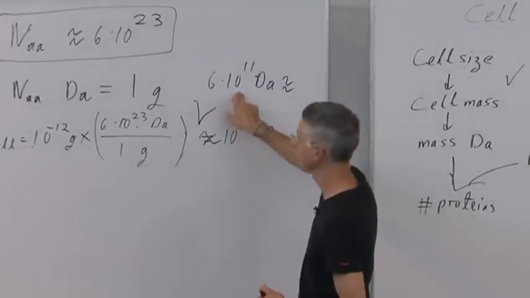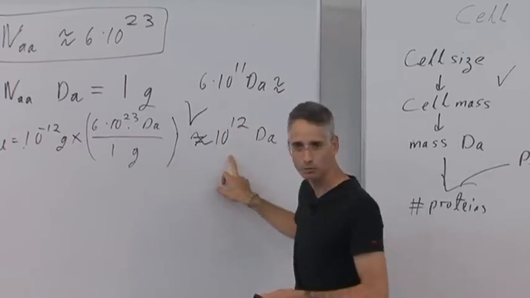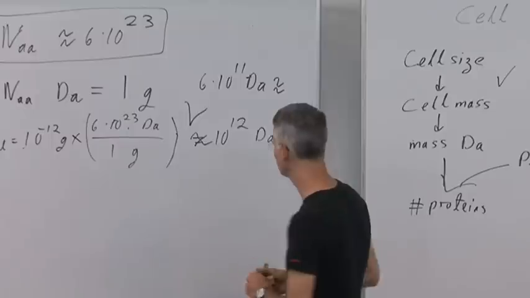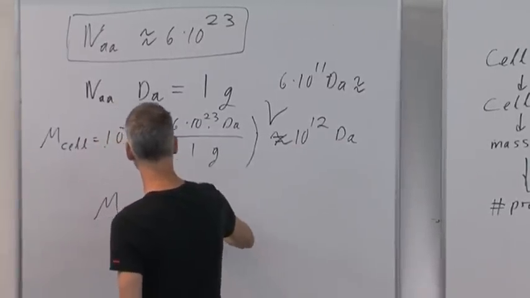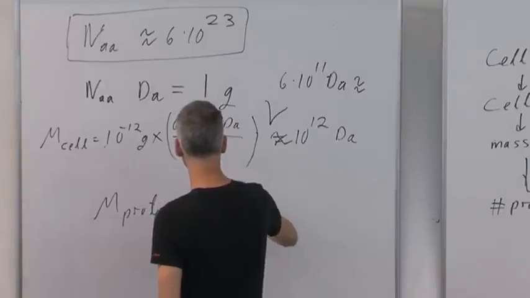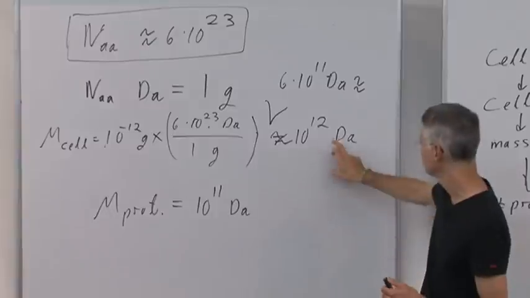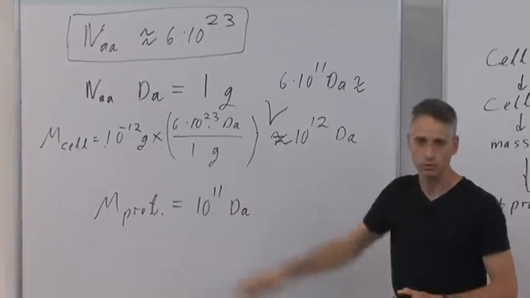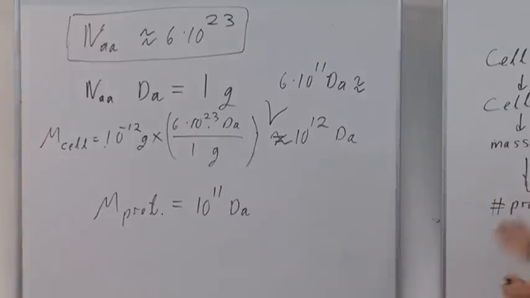So that means that if I multiply this by 0.15, it's just like multiplying this by 0.1. It's all in the same order of magnitude. If I'm going to mass of proteins, I'm getting about 10 to the 11 Dalton. You see how I got from this by 0.1 or 0.15, doesn't matter. Okay, what is the next step?